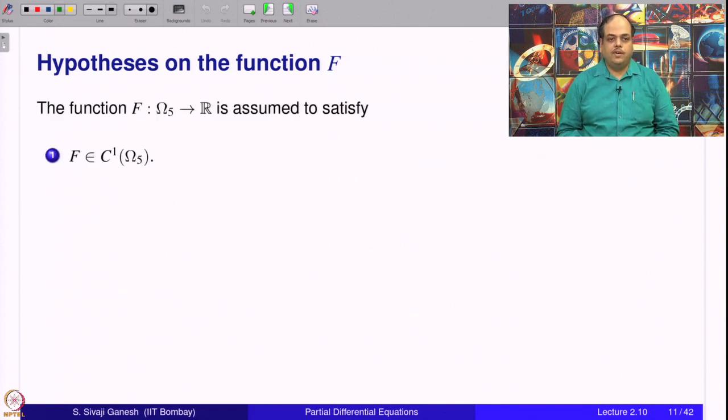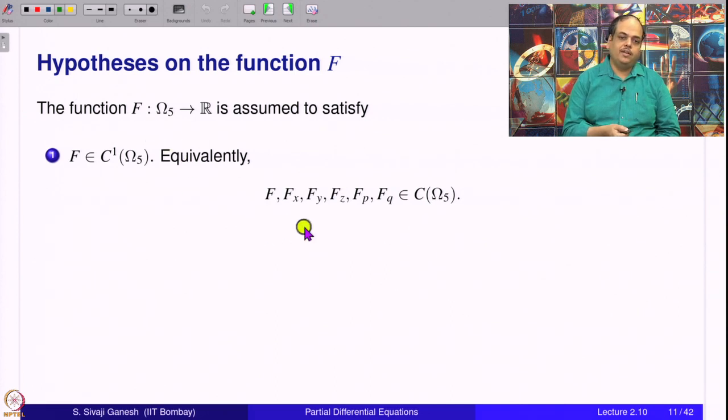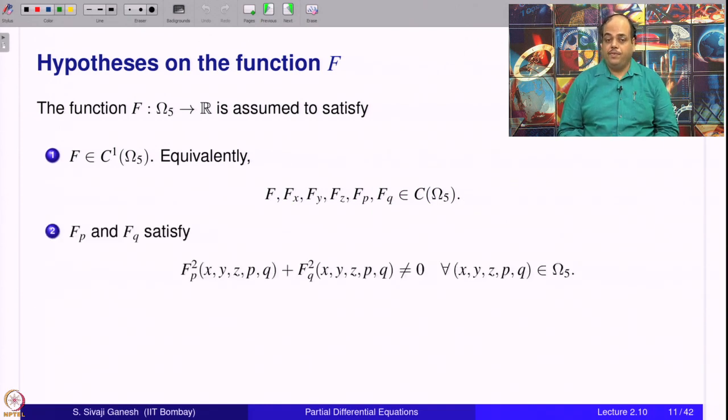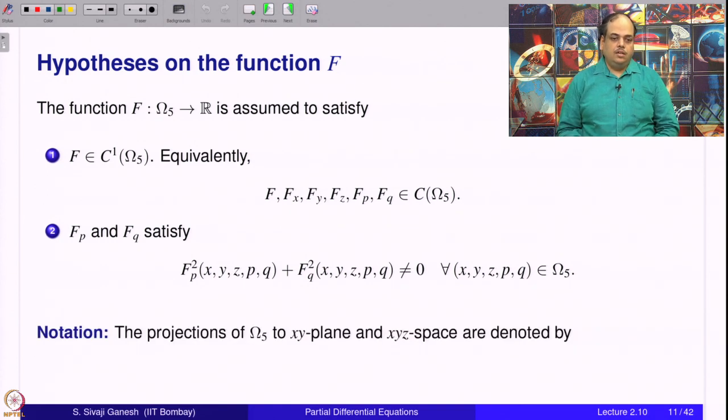Now, the hypothesis on the function F. F is assumed to be a C1 function on the domain Omega_5 where it is defined, and assuming it is C1 on Omega_5 is the same as saying all the partial derivatives of the function are continuous functions on Omega_5. This is equivalent to that, and F_p and F_q satisfy this condition. We already discussed this. This makes sure that F(x,y,u,u_x,u_y)=0 is a first order PDE at every point. The projection of Omega_5 to the xy plane is called Omega_2, and to xyz space is denoted by Omega_3.